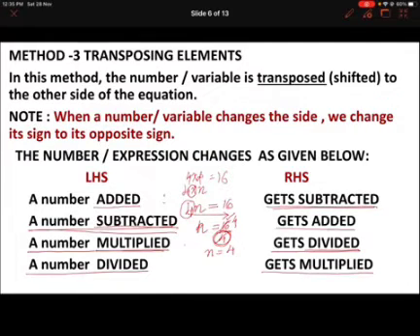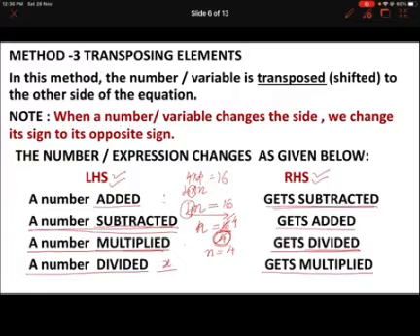If it is changing from LHS to RHS or RHS to LHS, the rule is the same. So the number that is divided gets multiplied. Okay, now let's see how it works. Now let us take an example.